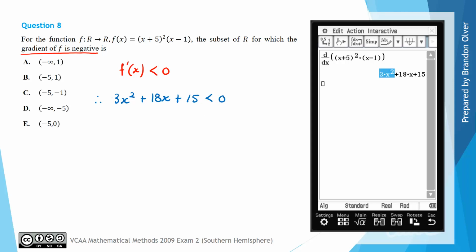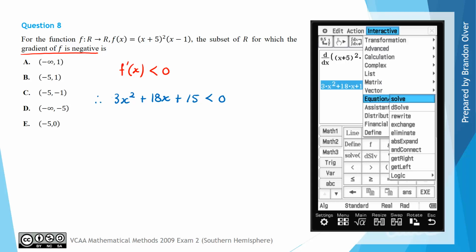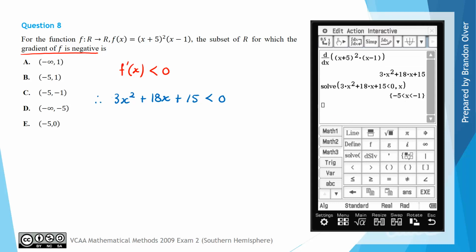Next on the calculator, highlight the expression for the derivative and drag it down. And then using the keyboard, we want to go to Math 3 where we can find our inequality symbols. So we want when the derivative is less than 0. And then we can highlight that and go interactive, equation inequality, solve for x, and hitting OK will give us our answer. And the CAS calculator gave in set notation that negative 5 is less than x, which is less than negative 1 as our answer.